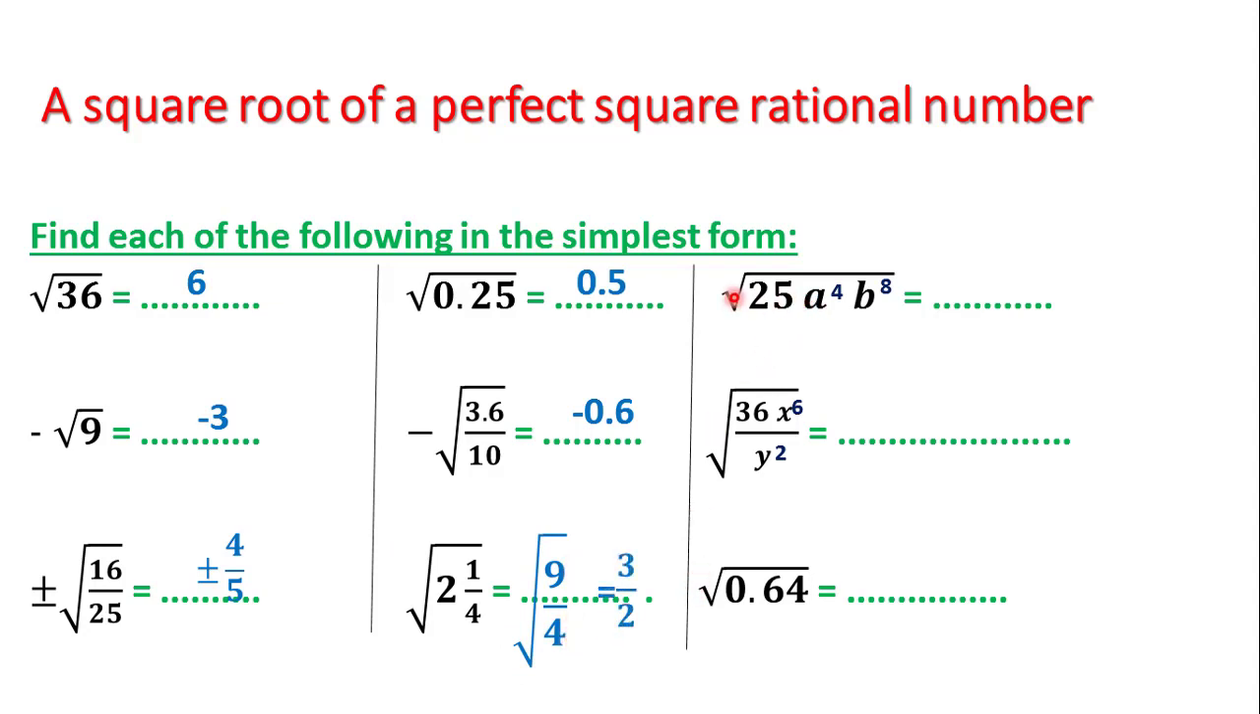The next one, here we have the square root of 25 a power 4, b power 8. We said before, if you have a variable to an even power, divide this power by 2. So it will be 5a power 2, b power 4. The next one, 36x power 6 over y power 2, it will be 6x power 3 over y. Then 0.64 means 64 over 100, and we said before root 100 is 10. So we have 8 over 10, which is 0.8.